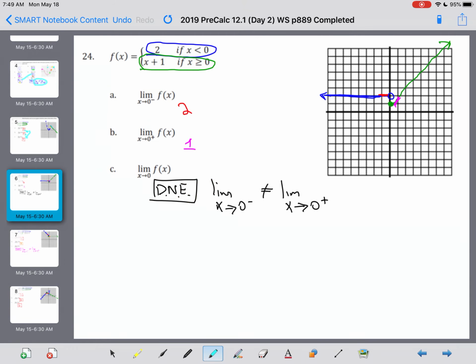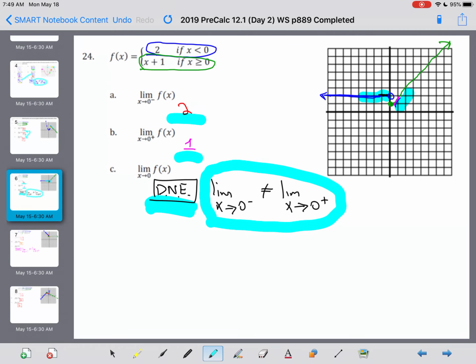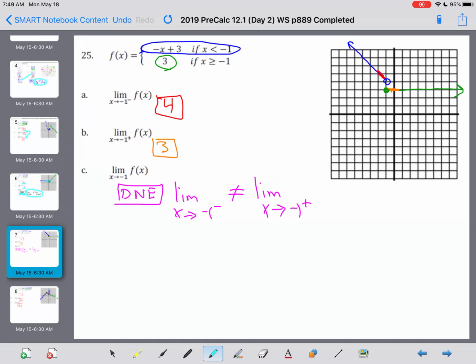Moving on. Again, I have my graph here. This time I do have a jump from this side. It's 2. From this side, it's 1. They're different, so it does not exist. You did not have to supply this, but there's your reasoning. Over here, graphing horizontal line in green and a negative slope line here. So as we come here, we get 4. As we go here with the green, we get 3. Again, those have a jump, so it does not exist. And here's the reason why, even though you did not have to write it.